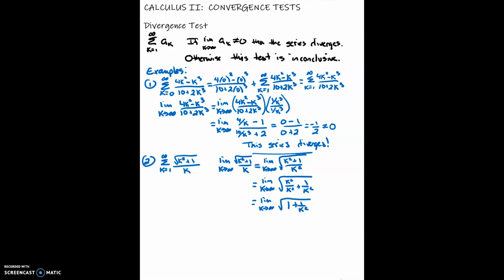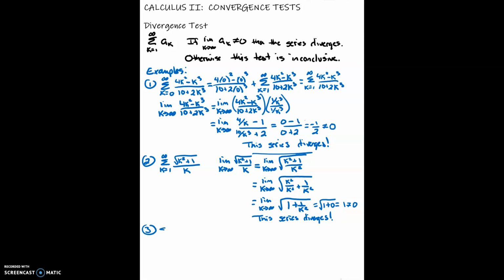And now I think I am ready to take that limit. The limit of 1 is just 1, but the limit as k goes to infinity of 1 over k squared, that is 0. So we end up with the square root of 1, which is just 1. This whole thing is not 0, so that tells me again that this series diverges. Okay, let's take a look at one more.